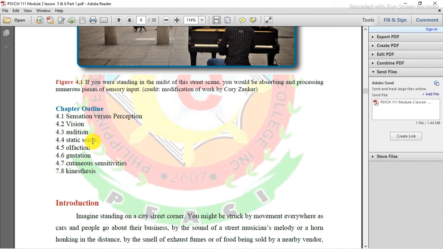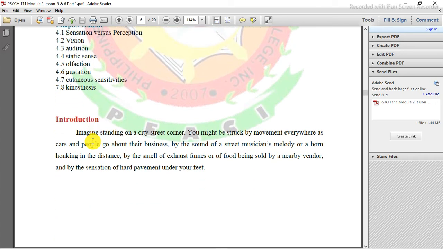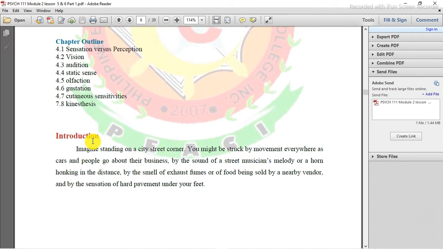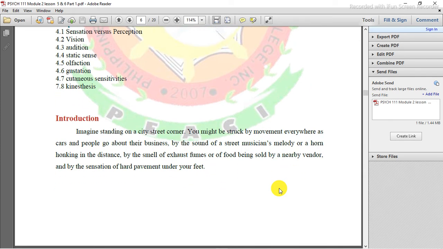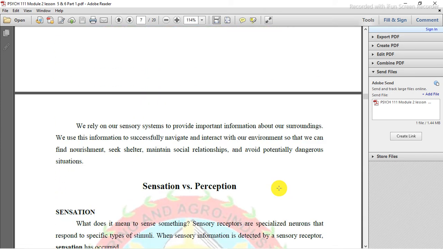Vision, audition, aesthetic sense, olfaction, gustation, cutaneous sensitivities, kinesthetic sense. Okay? Introduction. Imagine standing on a street corner. You might be struck by the movement everywhere. Ang daming tao. By the sound of the street musician, a melody or a horn in the distance, by the smell of the exhaust fumes and the food from a nearby vendor. Ang daming nangyayaring sensory.